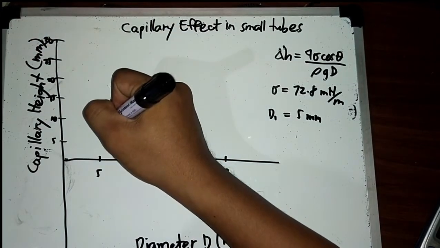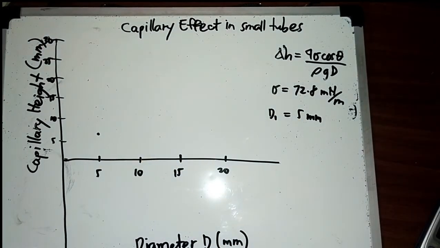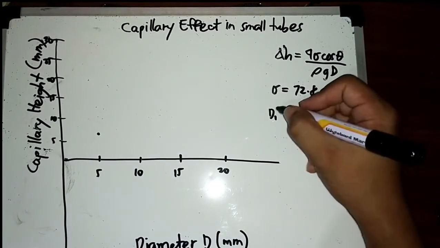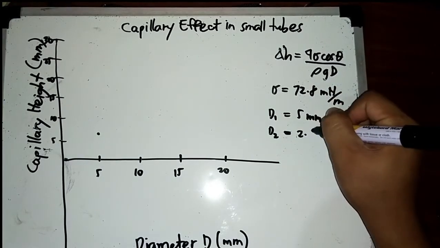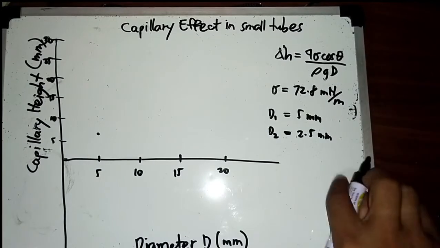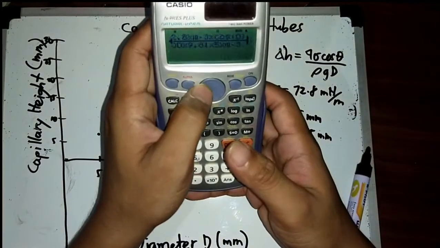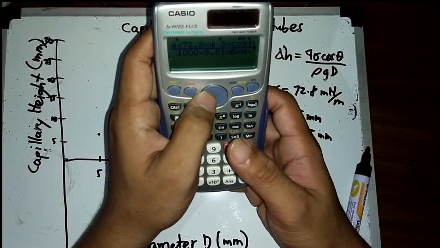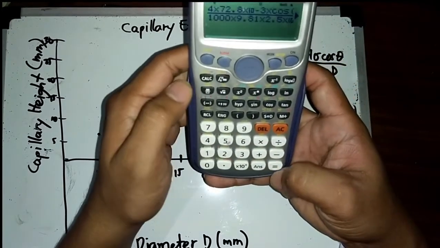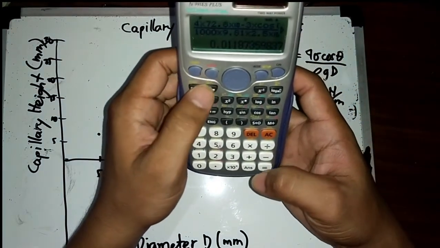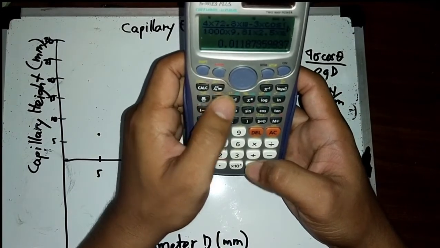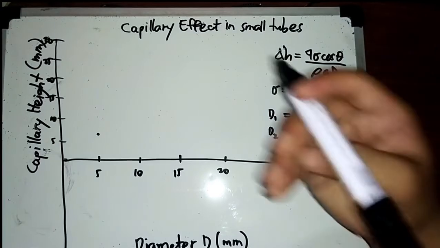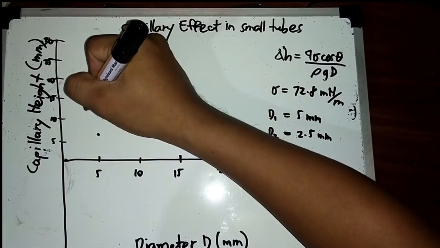So here, how about if we use a diameter of 2.5? Okay, so we'll substitute the diameter here. We'll use 2.5, so the answer will be 11.8 or 11.9 mm. So 11.9 mm.